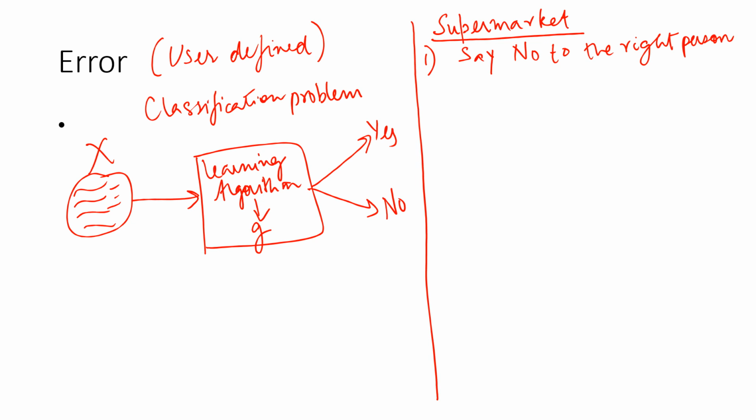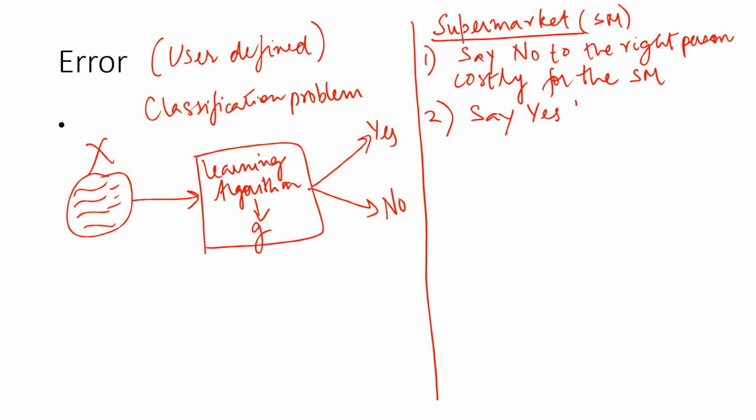So the error encountered as a result of this application is quite costly for the supermarket. It matters a lot to the supermarket. Let me write a short for supermarket, SM. Saying no to the right person is really, really costly because that person is never going to come back, so you're losing business.